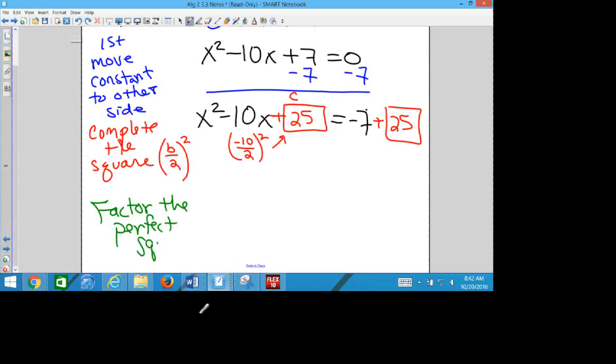Our next step is to factor the perfect square. So where I had x squared minus 10x plus 25, that's now a perfect square that I created. So we're going to factor it. It becomes x minus 5 squared. So the same stuff we've already done today a couple times. Over on this side, just adding negative 7 and 25 together. 18.